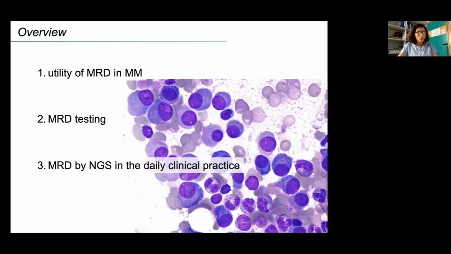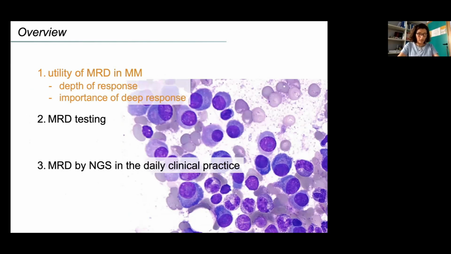Today, we will focus on the analysis of minimal residual disease, and this is the outline of my presentation. We will talk about the utility of MRD analysis in multiple myeloma, how we can evaluate minimal residual disease in myeloma, and what is the clinical impact of this type of analysis. Let's start by analyzing the utility of MRD analysis in multiple myeloma.